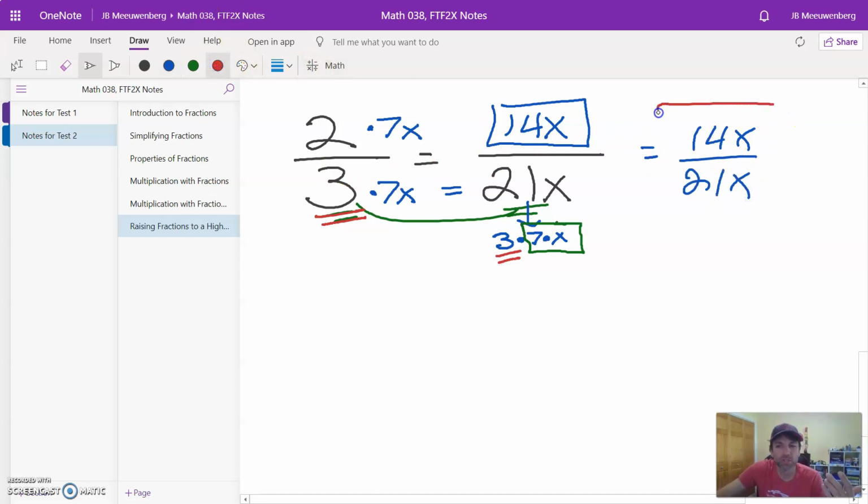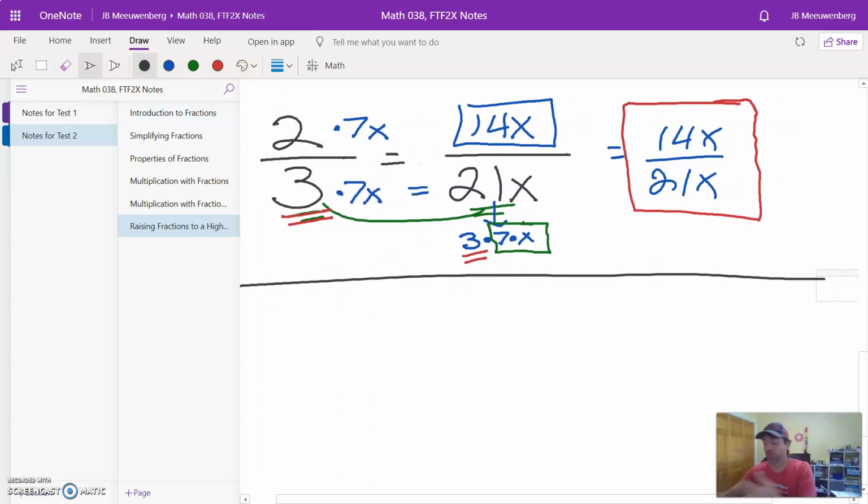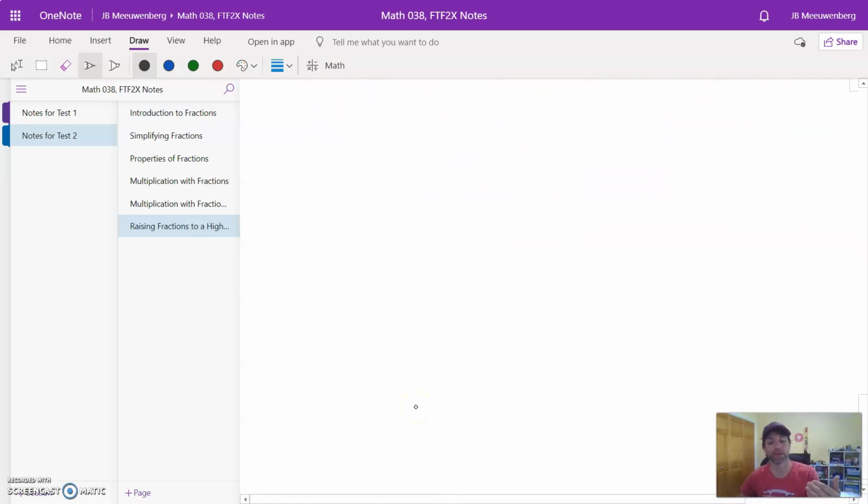And again, what we're doing is we're raising our fraction to a higher term. Don't look at this and say, okay, it's time to reduce, because we always reduce. No, we're kind of doing the opposite of that. We are introducing common factors to the numerator and denominator. We're not trying to remove common factors. We're actually introducing new common factors.